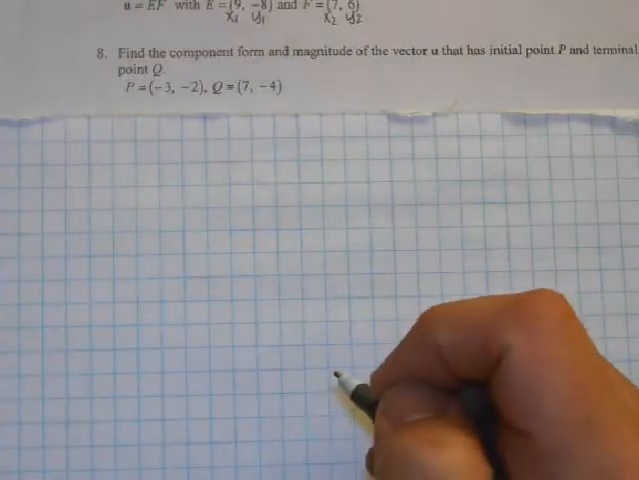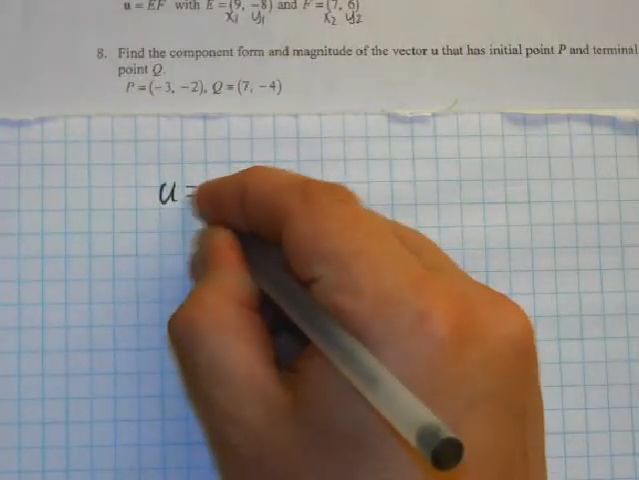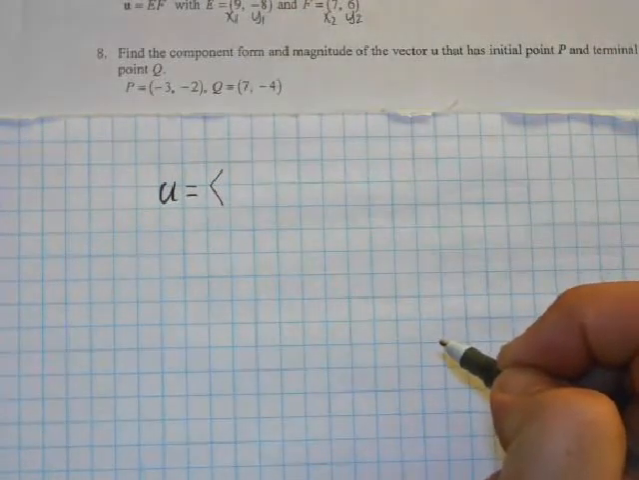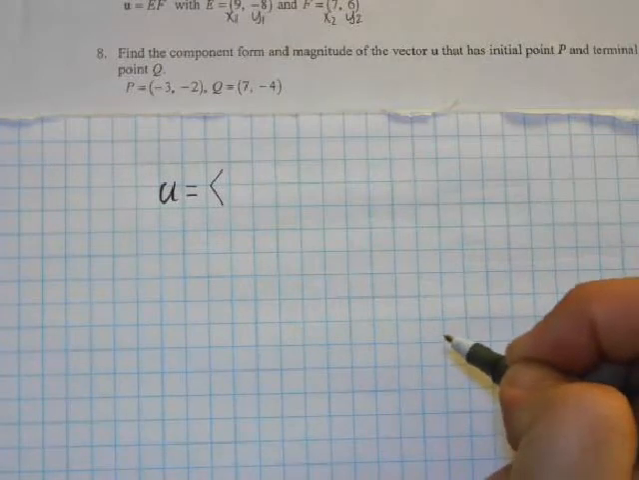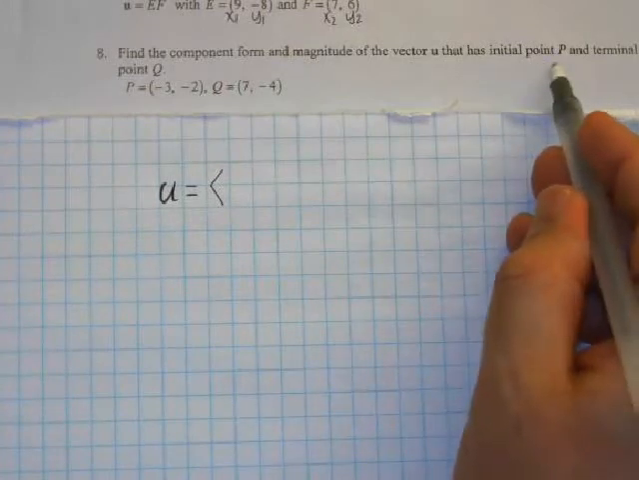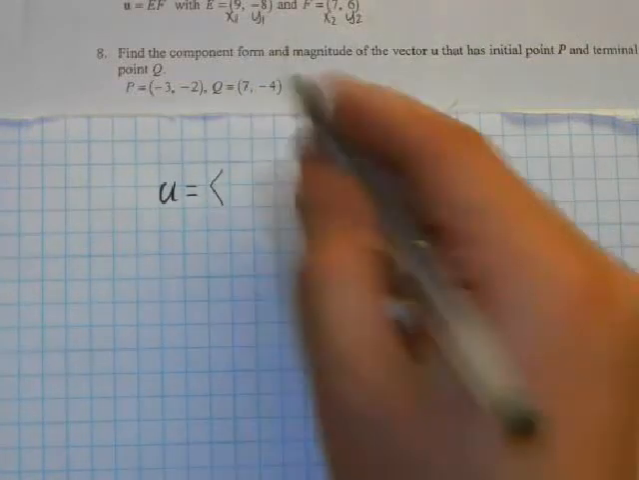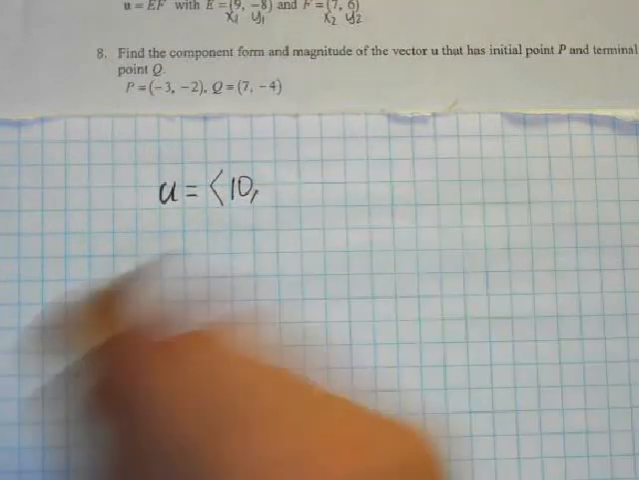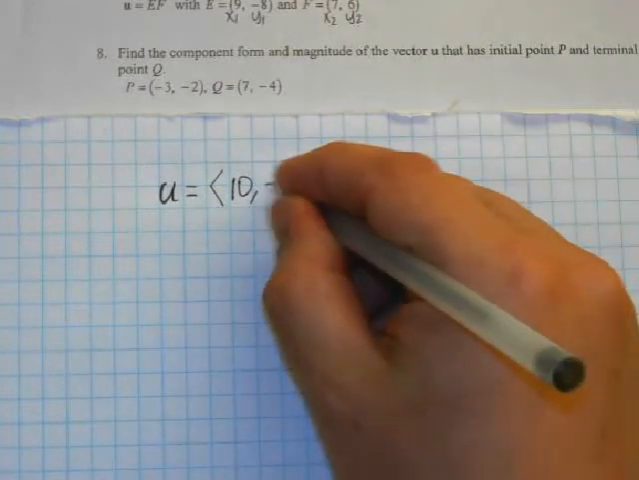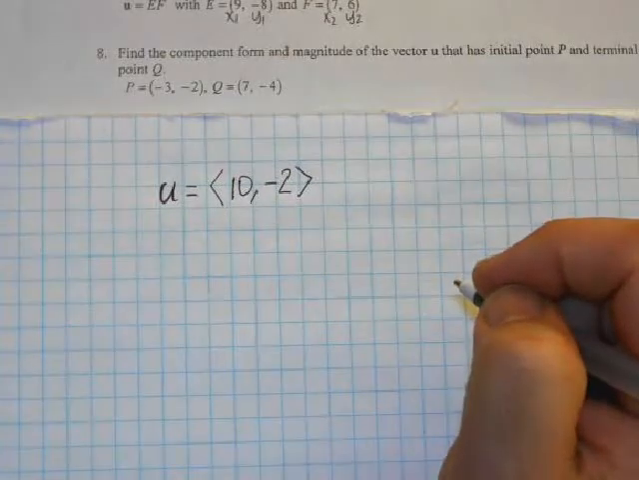Okay, number 8, we want component form and the magnitude of vector u. So remember that the components are just basically the parts of the movement of the vector. So the first one's going to be the horizontal component. So my initial point is P and my terminal point is Q. So from negative 3 to 7, that's an increase of 10. And then for the vertical component, from negative 2 to negative 4 is a decrease of 2. So this would be the component form.